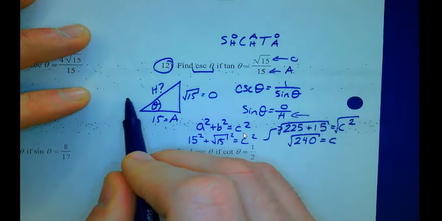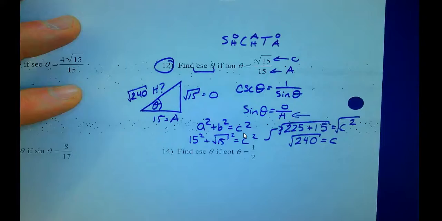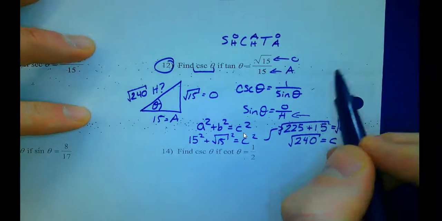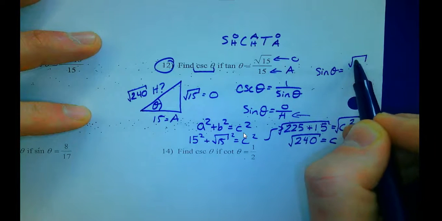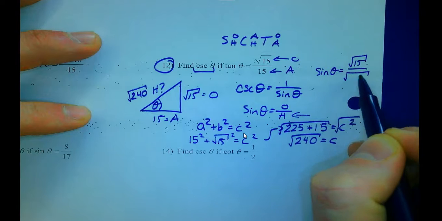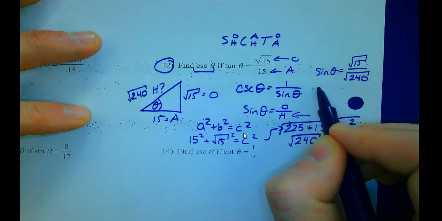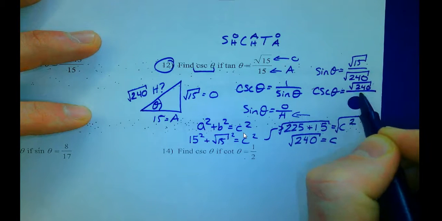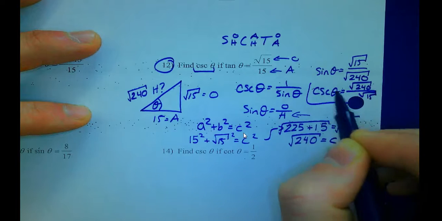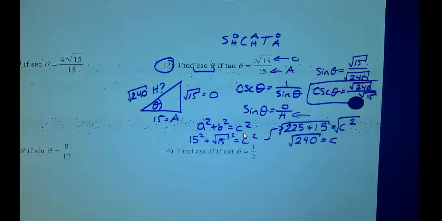But if c equals the square root of 240, okay, we can then find what sine is. So sine of theta equals the opposite side, which is the square root of 15, over the square root of 240, and then the reciprocal of that, cosecant of theta equals the square root of 240 over the square root of 15. Okay? And yes, that can be simplified. Yes, you can take this and break down these roots a little bit, right? But we're just going to stick with finding the cosecant for right now.